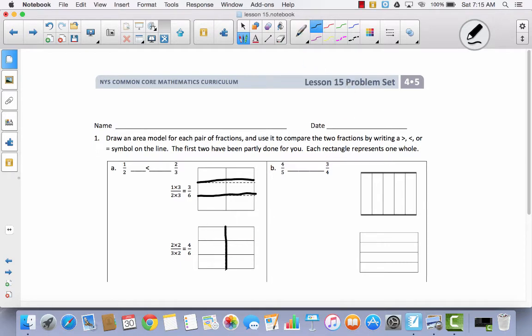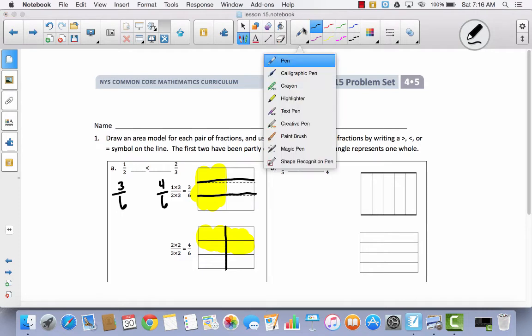All right, so let's go ahead and I'm going to shade these because I didn't shade these. So we started out with 1/2, and this one started out as 2/3. Okay, so then we ended up with 1/2 is the same as 3/6, and 2/3 is the same as 4/6. So 1/2 or 3/6 is actually less than 2/3 or 4/6. All right, so now let's take a look at B.